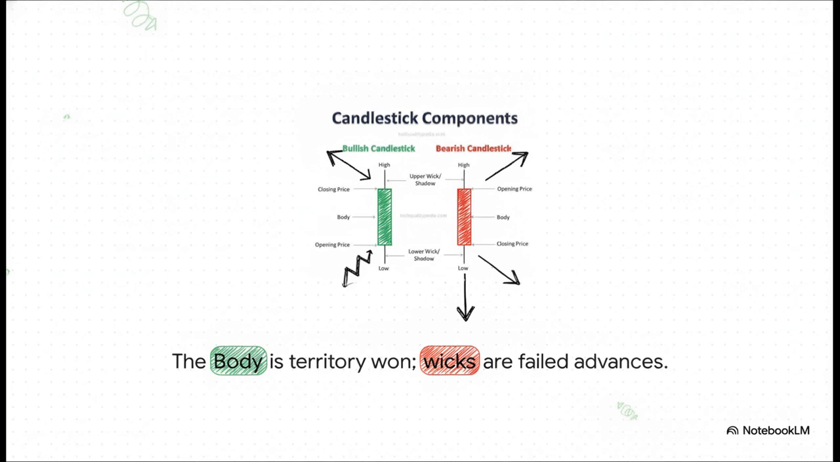Now think about those thin lines poking out of the top and bottom. Those are the wicks or shadows, and they represent failed advances. They show us the absolute highest and lowest prices reached during that time, revealing exactly where the bulls or the bears pushed the line, but ultimately just couldn't hold their ground.